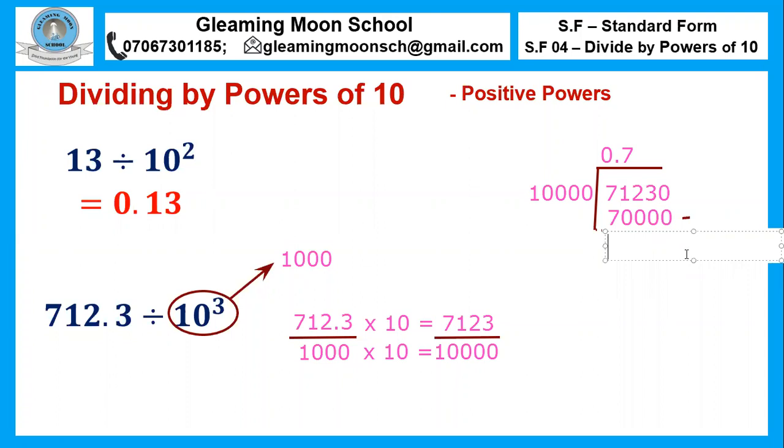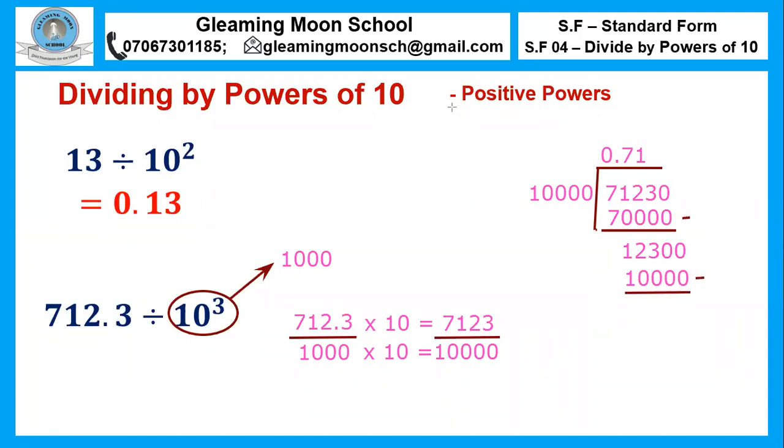71,230 minus 70,000 will give you what? 1,230. Okay, so that's what's left. Now again, 10,000 cannot divide 1,230, so we add 0 there. And that makes it 12,300. And how many 10,000s are in 12,300? There is 1 of them. So we put 1 there. 1 times 10,000 will give us 10,000. So we write that below. Draw your line and subtract.